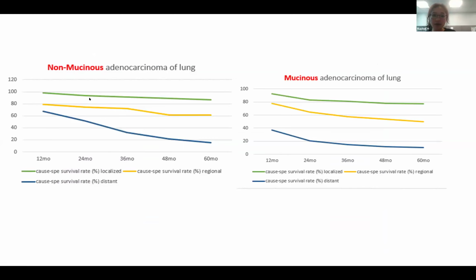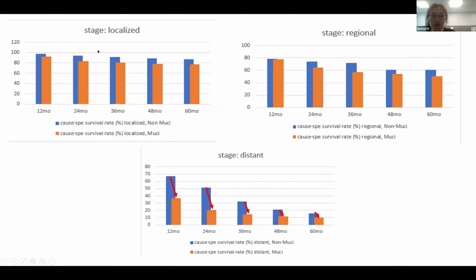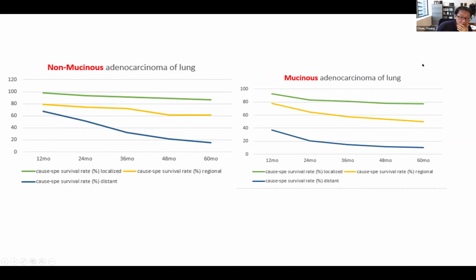And then as we expected, localized stage shows better survival rate. And about the distant stage, it shows decreased survival rate as time goes on. And mucinous adenocarcinoma of the lung is more dominant. And then I also go back to the graph.